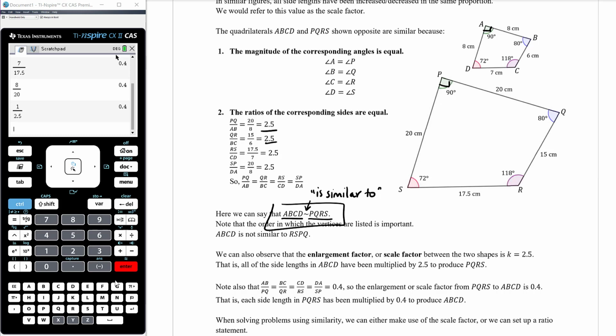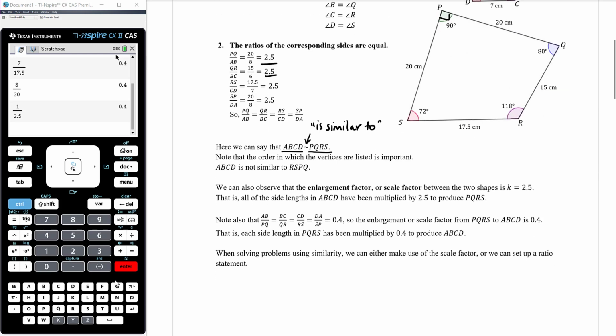That is, the angle at A would be the same as the angle at P. Vertex B corresponds with Q, C corresponds with R, and D corresponds with S. So it would not be correct to say that ABCD is similar to RSQP, for example. So that's not correct. It's really important that the order that you list the vertices in matters. We've talked a bit about this next bit.